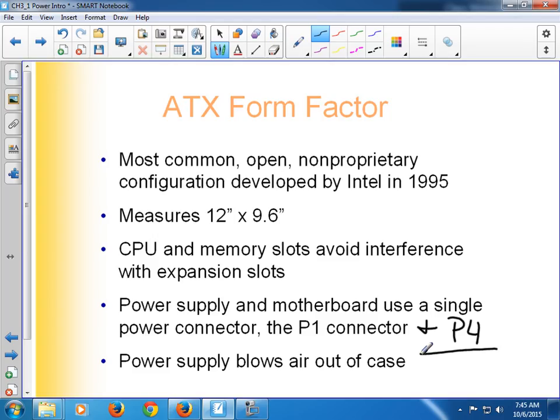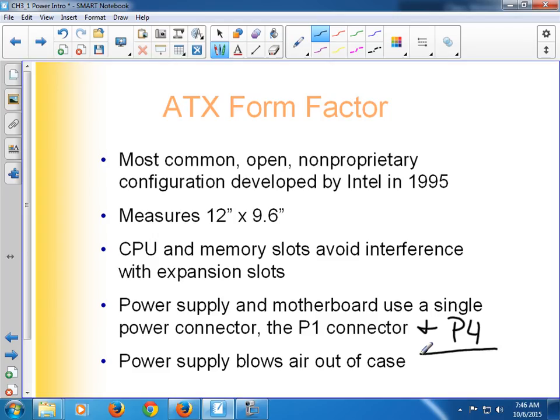Okay. And all the time in an ATX, the power supply blows air out of the case. And that's an important thing to understand as we talk about power supplies, because one of the easiest ways to see if your power supply is the issue with it failing is to do this. If I put my hand on the back of a PC and don't feel air coming out the back, it generally means the power supply is my issue and something is failing.